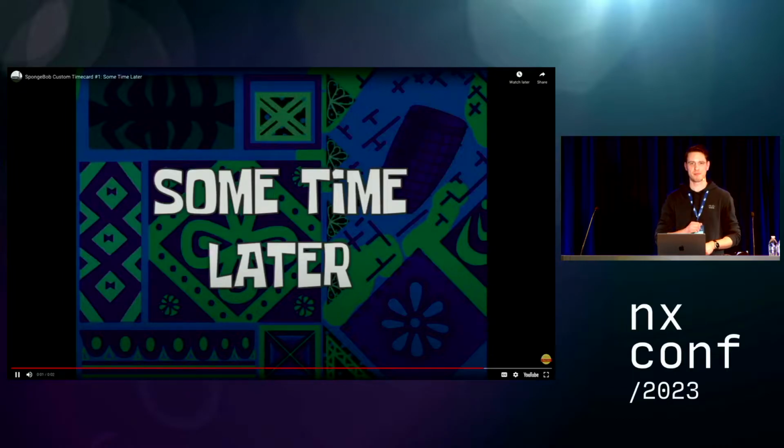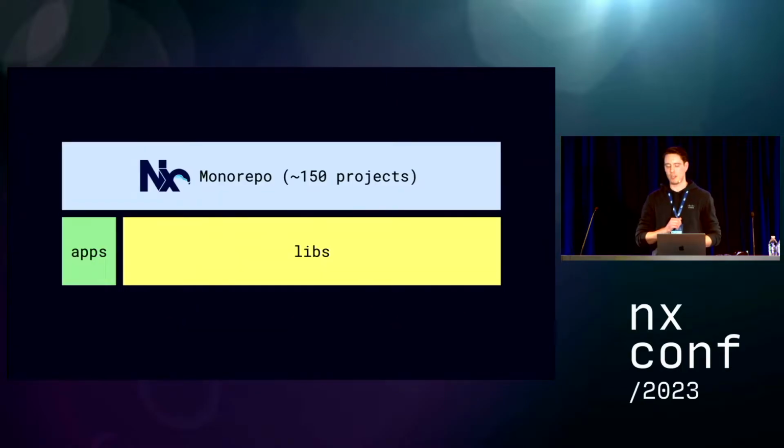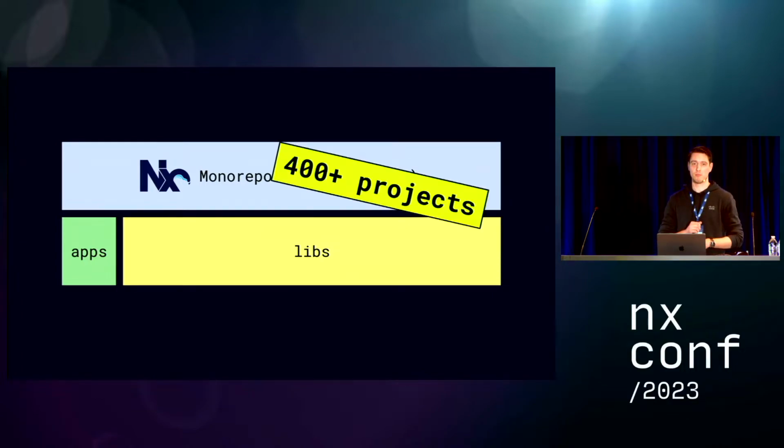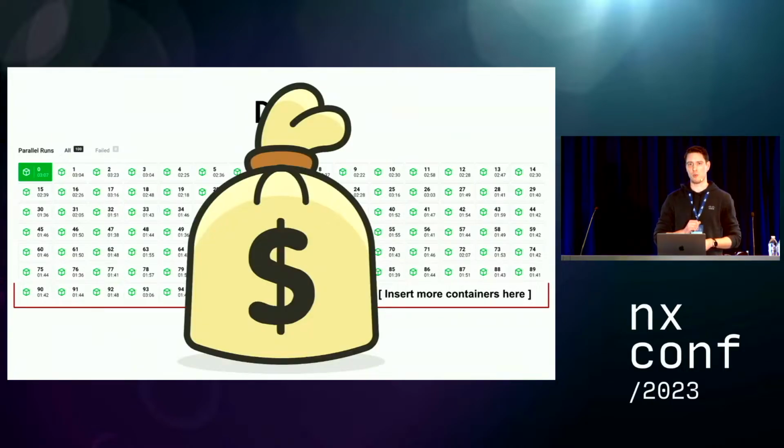Some time later. Some time passes. In the beginning of this experience, our monorepo had 150 projects. Well, this monorepo grew to have over 400 projects. So, how's our DIY solution handling this in CI/CD? The DIY solution just continued to make more parallel containers to run for more projects as they are affected. While we saw a little change in performance, we saw a massive change in cost. More projects, more containers, higher cost.